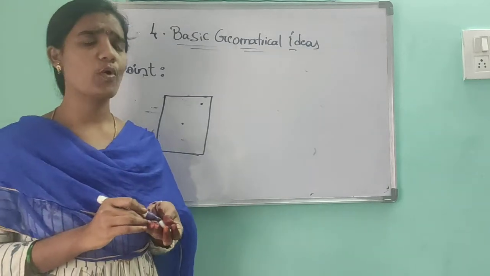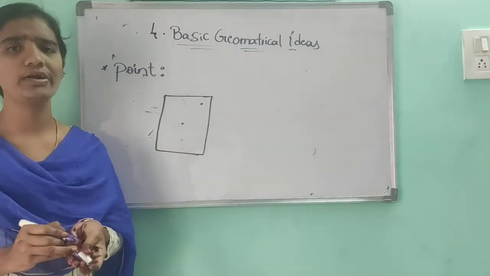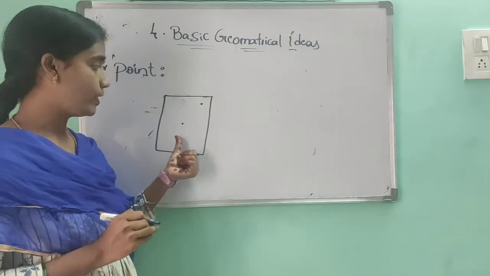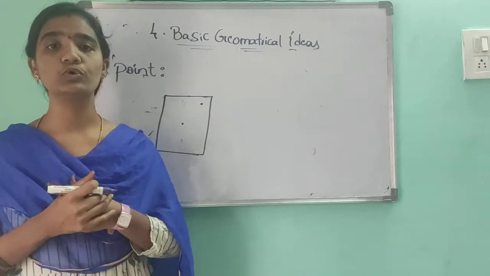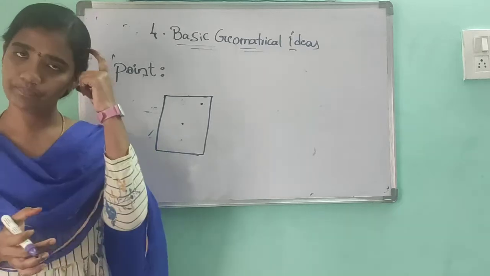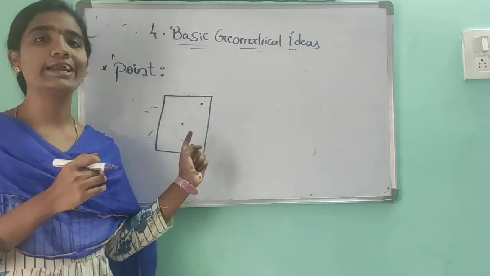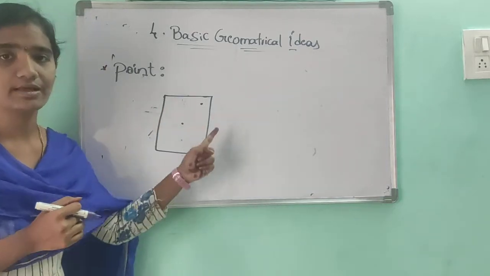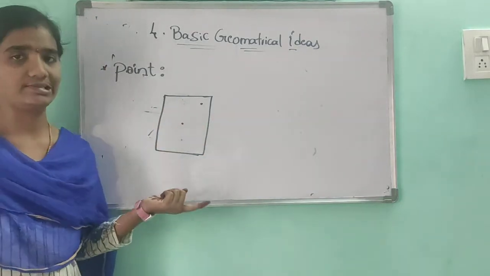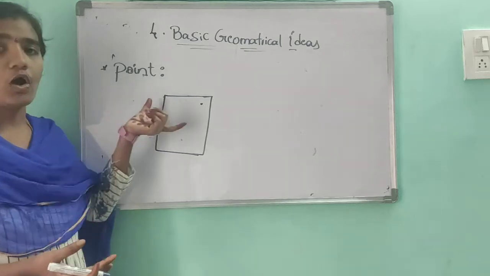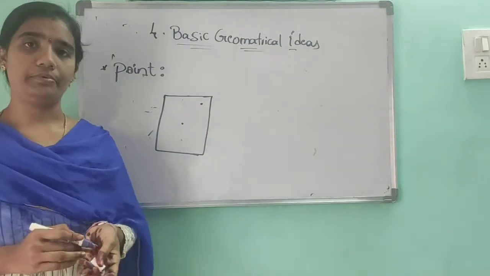What is the use of this point? This kind of point is used to mark some place on a paper, a picture or a map.